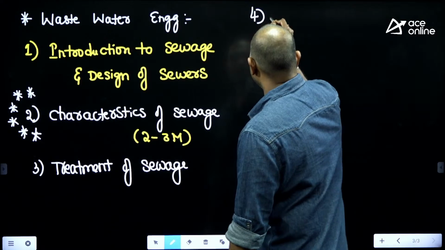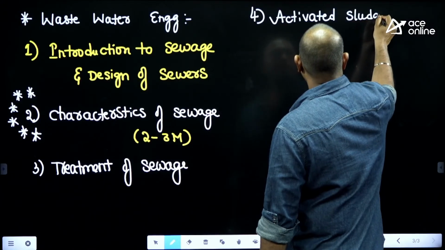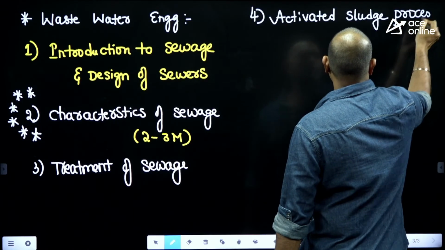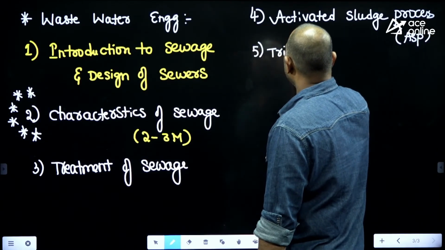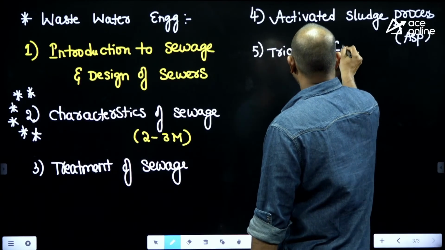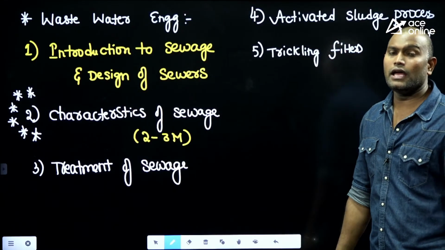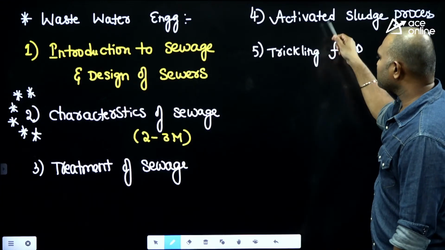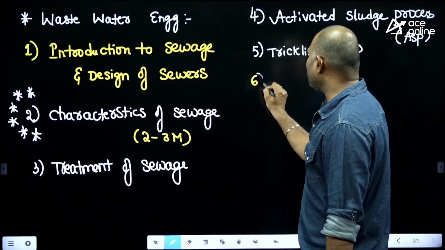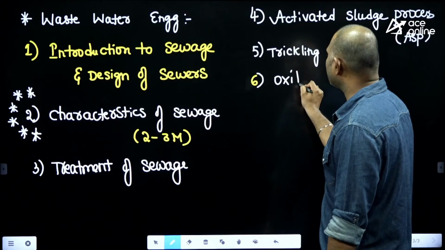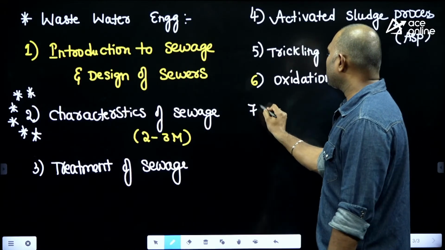That secondary treatment consists of the activated sludge process, famously known as ASP, and trickling filters. These two come under aerobic processes. These both come under aerobic secondary treatment processes. Okay, and then we are going to discuss the oxidation ponds, next septic tanks.